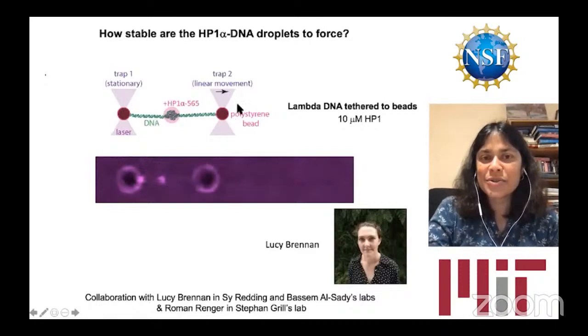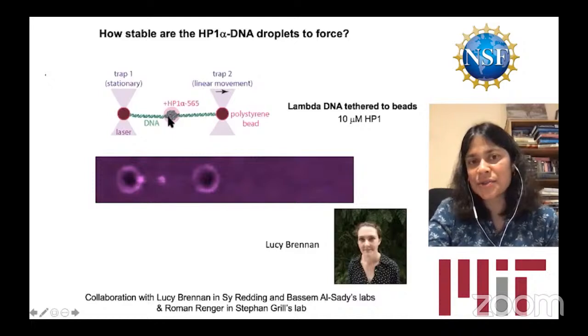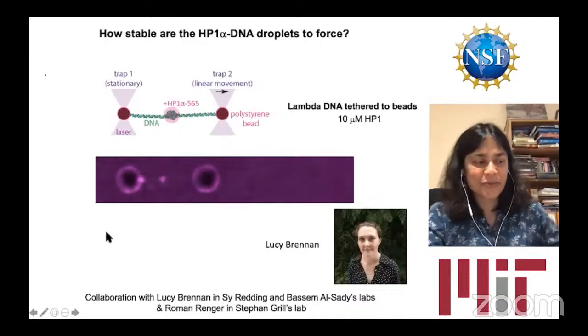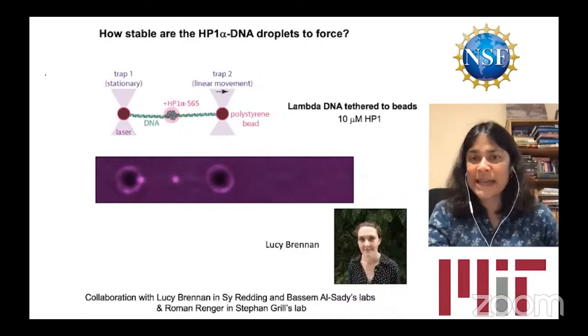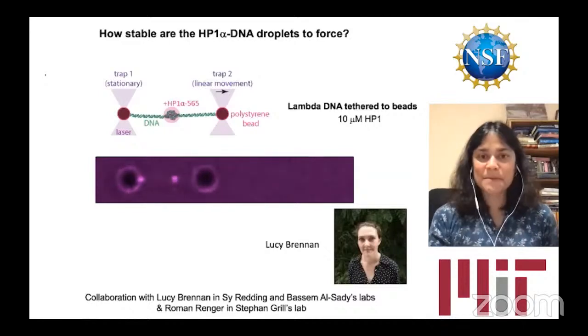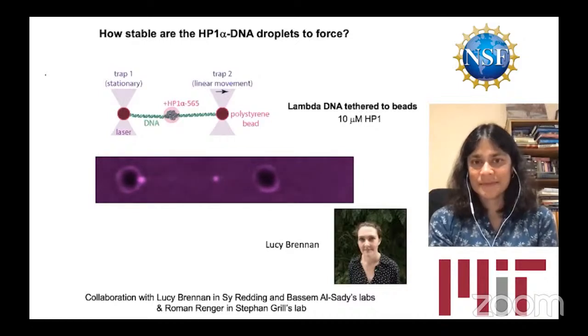And now they're going to ask, what happens when we pull this polystyrene bead in the optical trap? How much force do we need to dissolve this droplet? Okay, and this is what they see. What I'm showing you is the first few pulls of 10 successive pulling experiments. They're pulling. It's not coming apart. It's not dissolving.